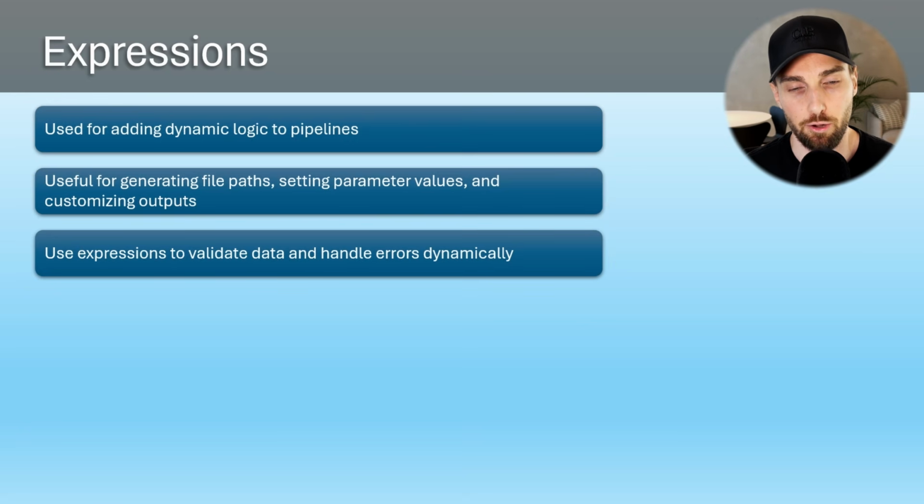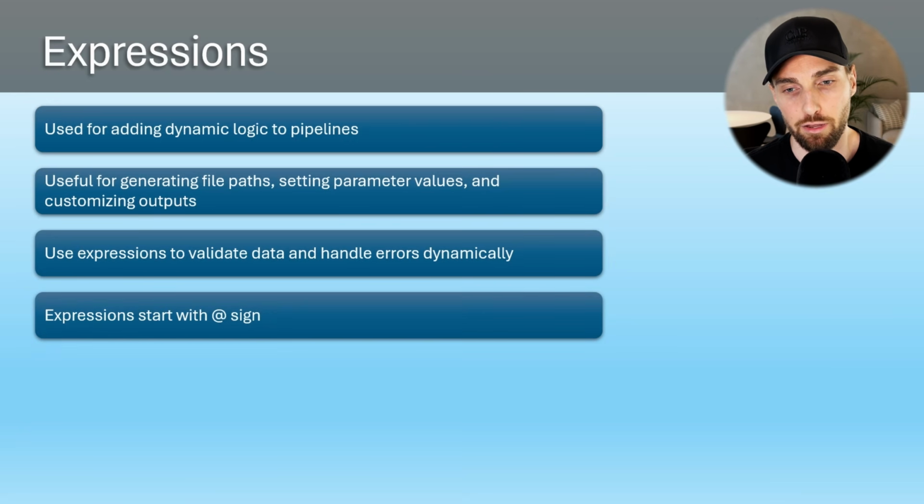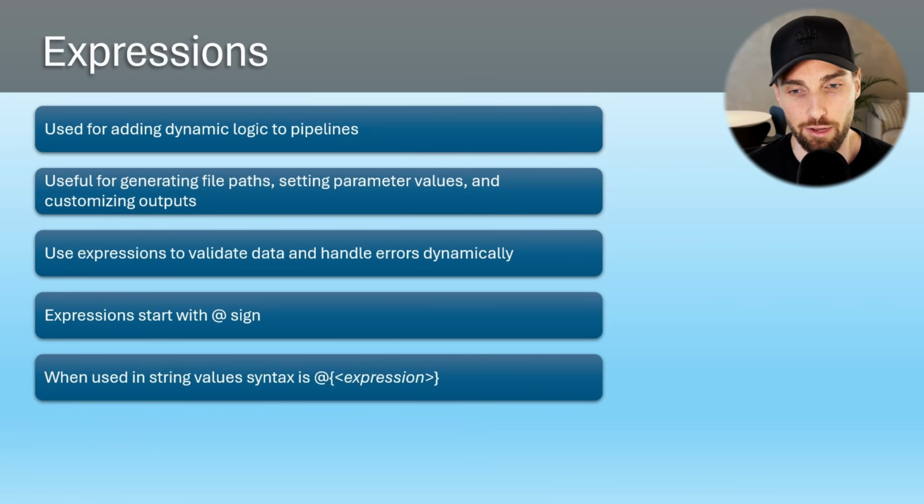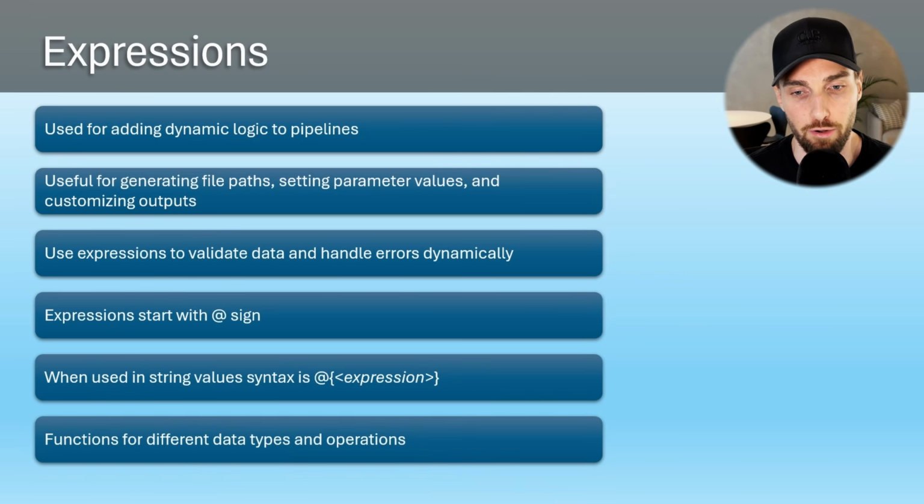Expressions in pipelines start with the @ sign and are most commonly used with the expression builder that we have already used in the previous episode in this series when we covered pipeline parameters and variables. Also, expressions can be added to string values, but then the syntax is a bit different, since the expression has to start with the @ sign and then the expression itself has to be wrapped in curly brackets. Functions are a very important part of expressions, and usually expressions consist of one or more functions that add extra logic to the expression.